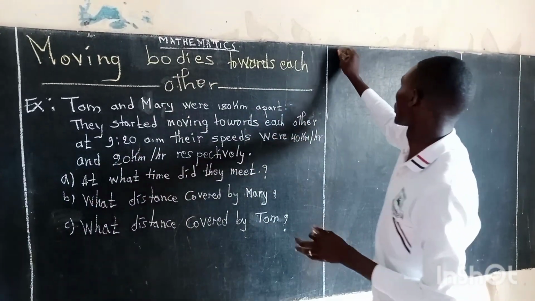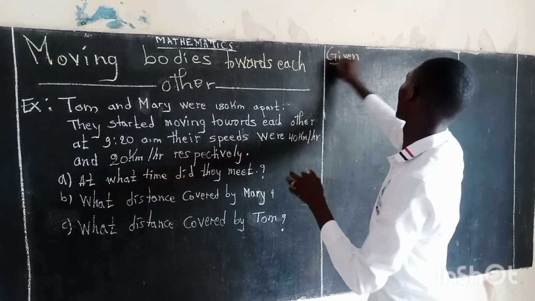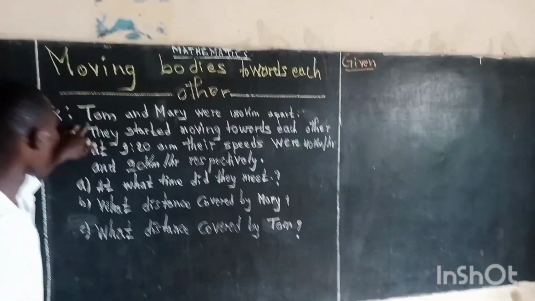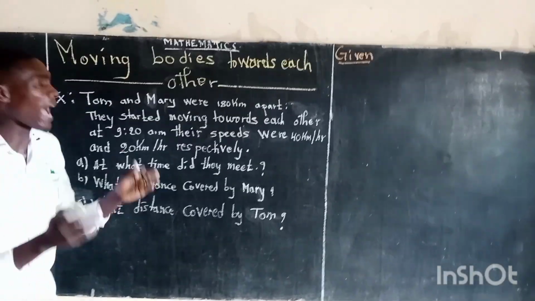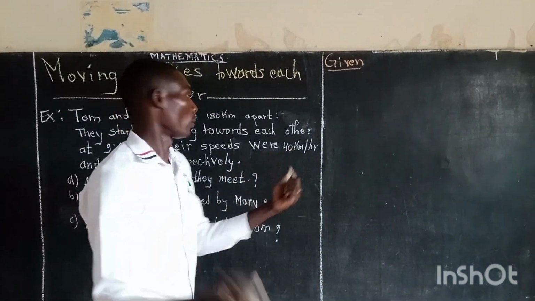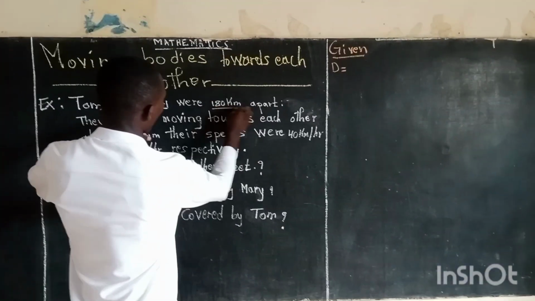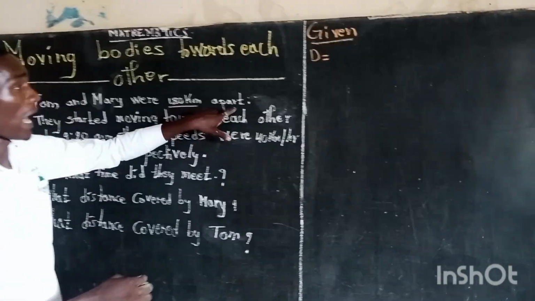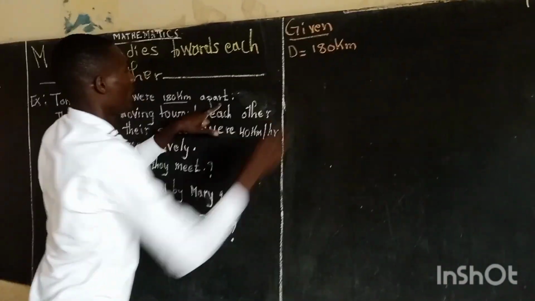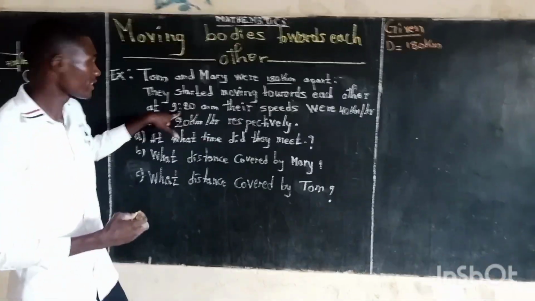Remember that we should first have the given. It's the first step that you have to know. Starting, as I told you, we should have the common distance, the common distance between these two people. Now, we have the distance, which is 180 kilometers apart. We have 180 kilometers.